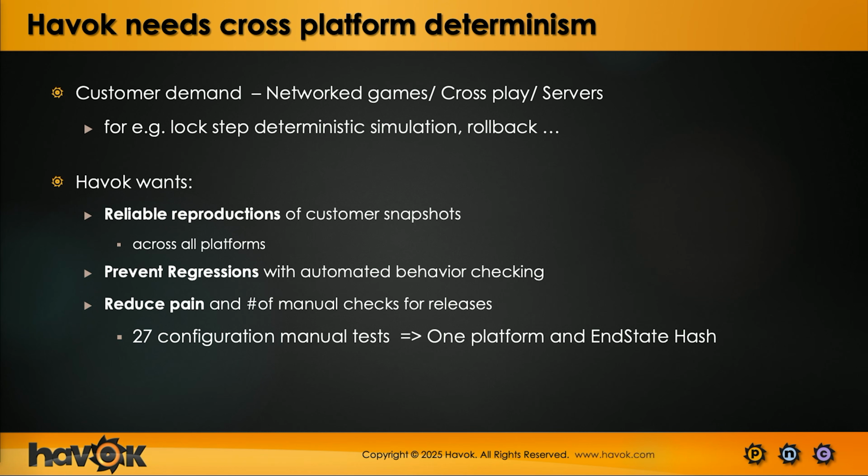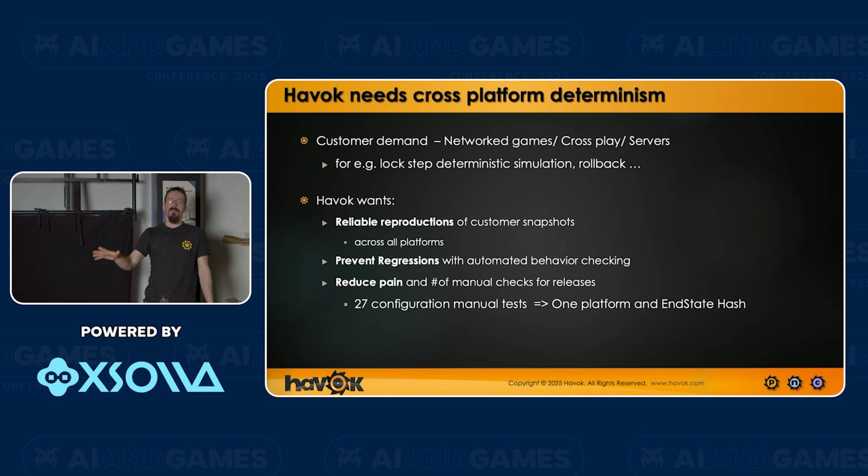So we want reliable reproduction with customer snapshots. We want to prevent regressions. So if someone broke the collision avoidance, we want to know about it. And we want to reduce our pain, because we had to shut Havok down twice a year to make our releases, because people had to manually verify that behaviors are still happening as they were supposed to. We had 27 of these. So basically it was a lottery who got the worst platform, where they had to go and check all the demos and see if it worked.